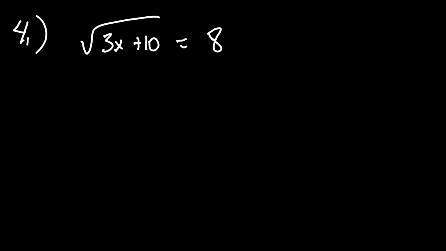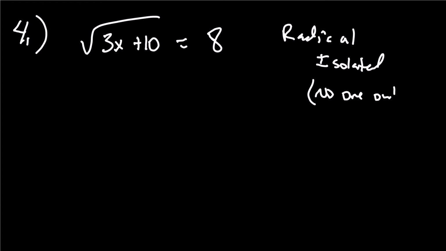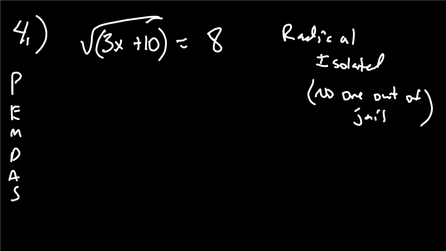Number 4, we have the square root of 3x plus 10 equals 8. Now the radical is already isolated. What that means is there's nobody out of jail on the left side. I like to think of it using PEMDAS backwards, and I like to pretend there's parentheses in there. So there is no subtraction. The addition is inside the parentheses. There's no division. The multiplication is also inside the parentheses.